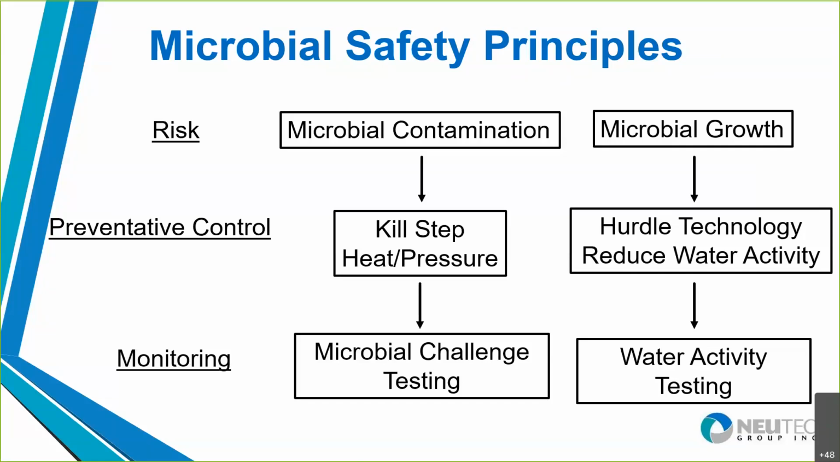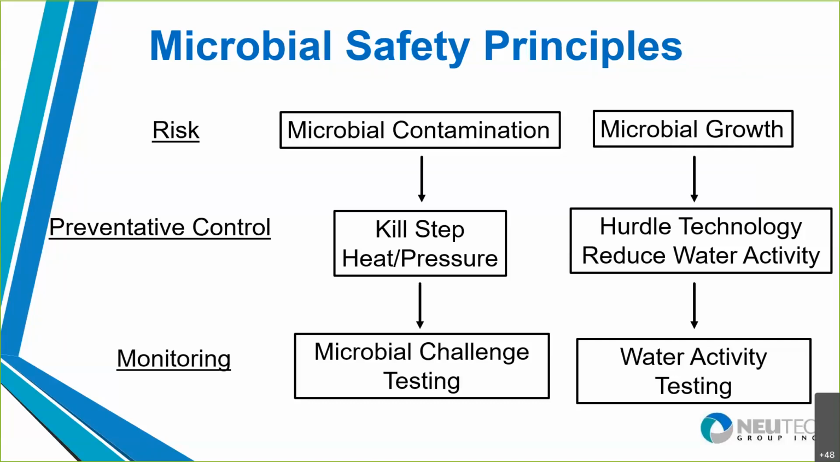to, then identifying a preventative control for that risk, measures that can be taken to control it and minimize it. And then there has to be a monitoring tool to track that preventative control to make sure that it's being implemented the way that it should, and that it's actually doing what it's supposed to. So those are the key elements of this risk-based approach to microbial safety.